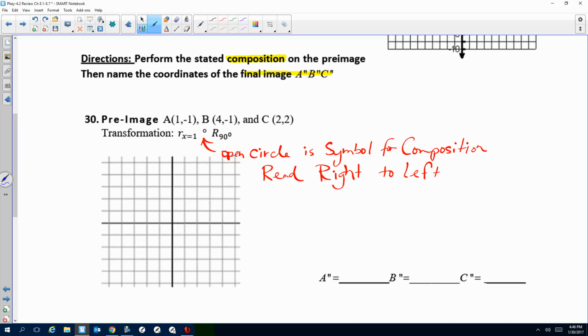So if I look right here, I'm going right to left. That means I start with the R90 first. Okay? A rotation of 90 degrees has a rule, negative y comma x.